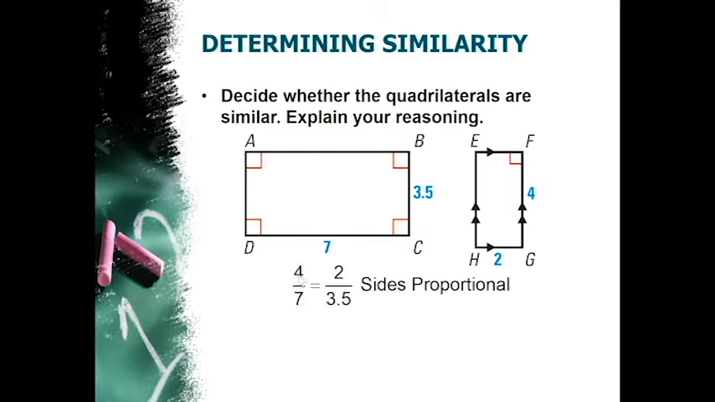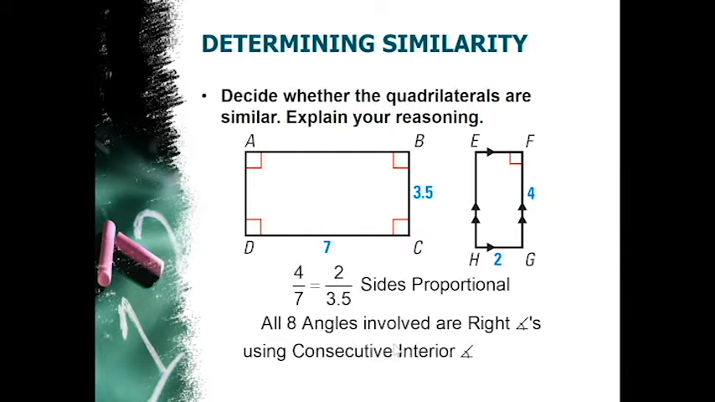Now to check if it is proportional, you would take 4 divided by 7 and 2 divided by 3.5. You would see that those two values end up being equivalent to each other. You could also check by cross multiplying. 7 times 2 is 14 and 4 times 3.5 is also 14. So we have proportional sides, we have equal angles. That is enough to say that we have two similar polygons, two similar quadrilaterals to be exact.